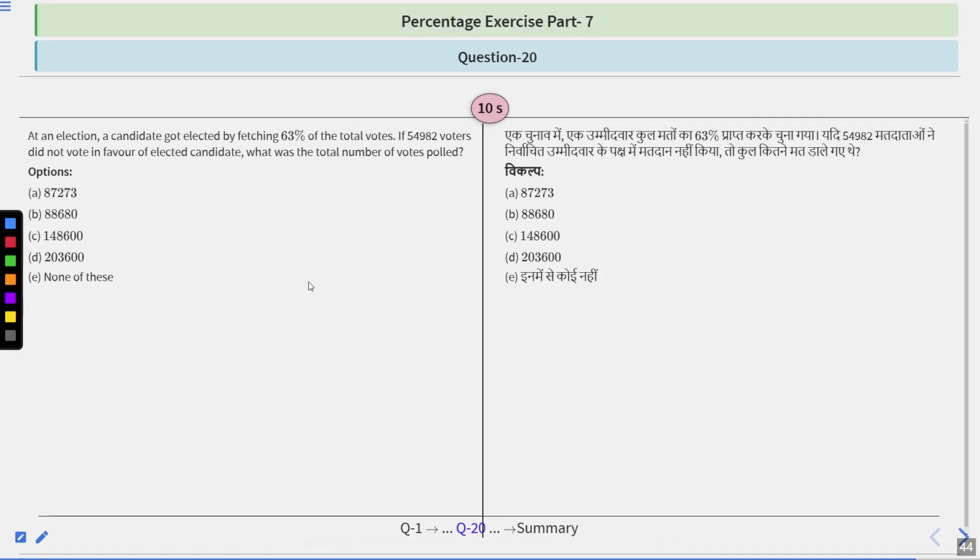Next one. At an election, a candidate got elected by fetching 63% of the total votes. If 54,982 voters did not vote in favor of the elected candidate, what was the total number of votes polled? You have 5 options and 10 seconds to solve this question. Your time start now.